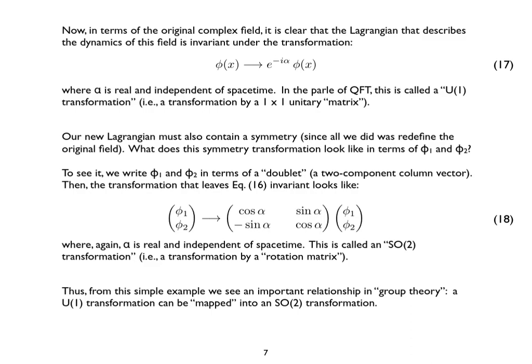Is it the same symmetry in terms of phi 1? If you write it as phi 1 and phi 2, that symmetry changes to this one? Yes. So it says something deep from group theory, that a U1 transformation can be mapped into an SO2 transformation. Whatever. I don't care about that part, but I just care about the fact that there's a symmetry there.